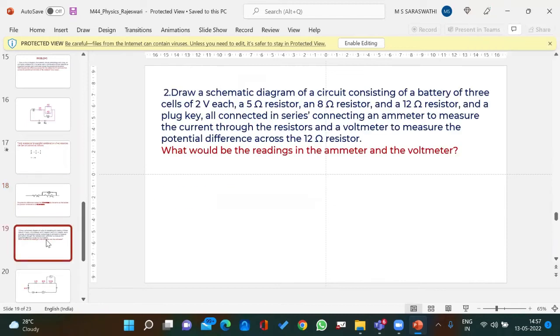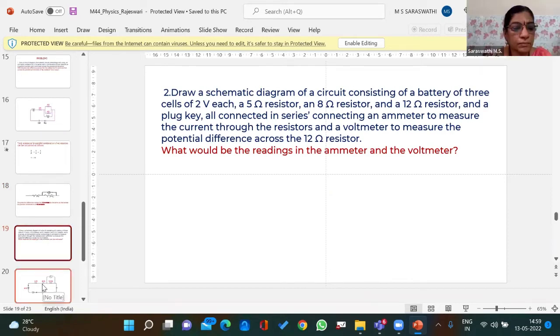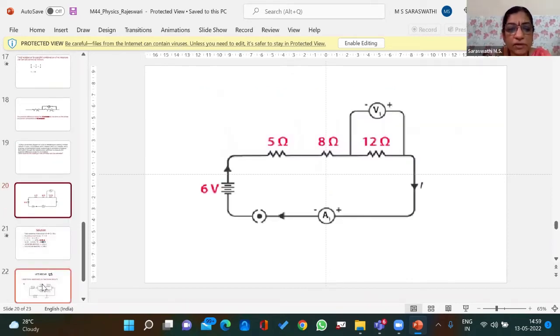Can you do this? Is this the way you connected? 5 ohms, 8 ohms, 12 ohms in series, potential difference to be measured across the 12 ohms. So the voltmeter is connected parallel to the 12 ohms resistor and there are 3 cells of 2 volts each. So total voltage will be 2 into 3, 6 volts. Correct? Did you draw like this?